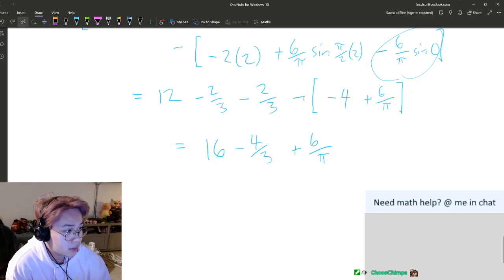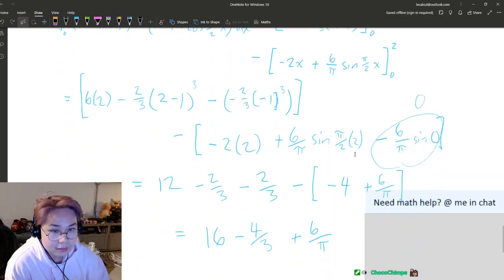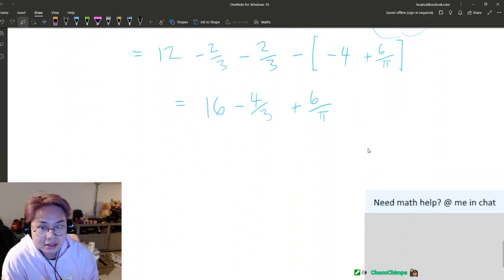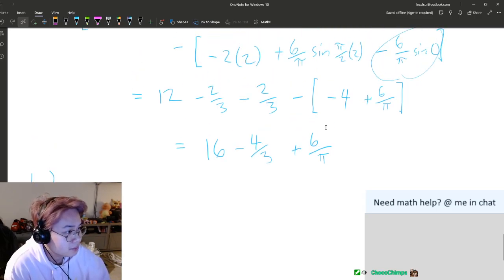And I don't know the expectation on how simplified they want it, but I'm not gonna do that because that's just a practice in fractional work. But here's an answer, which hopefully is correct. And if it is, then we move on. And if it isn't, well, we'll see later when we check back with the answer key.